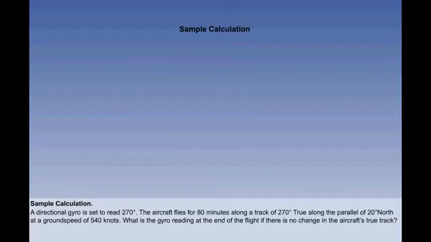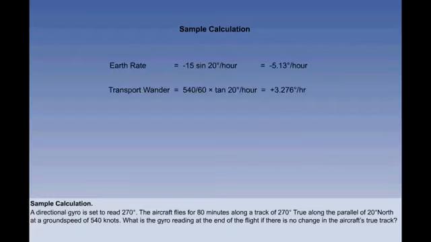Let's go through the calculation together. We know Earth rate equals 15 times the sine of the latitude in degrees per hour. And the mathematical sign for Earth rate in the Northern Hemisphere is minus. Transport wander equals the easterly component of ground speed divided by 60 times the tan of the latitude in degrees per hour. And we know the mathematical sign for transport wander in a westerly direction in the Northern Hemisphere is plus.